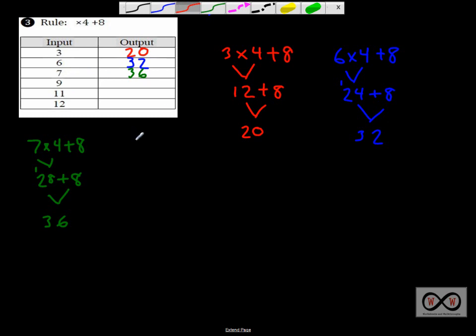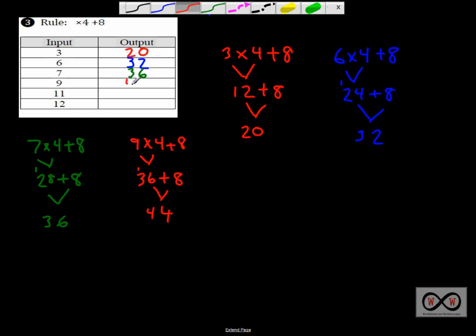Now we've got a 9 to deal with. We'll take care of that 9. We'll have 9 times 4 plus 8 is our rule. See what happens. 9 times 4, 36, plus 8. 8 and 6 I know to be 14. Carry that 1. 3 plus 1 is 4. So we're going to output 44.